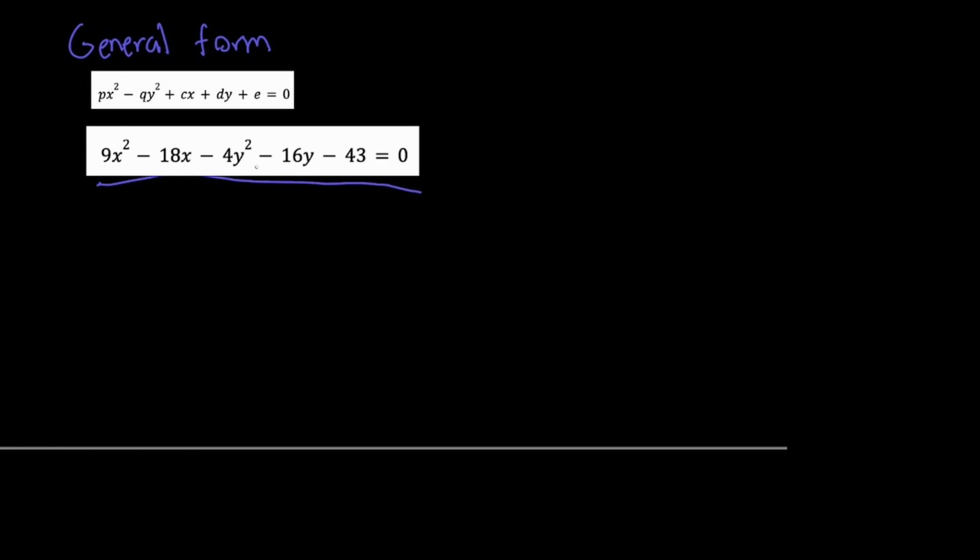Well, let's take a look at the numbers here. We have 9x squared minus 18x. We can factor a 9 out of that. So 9 times (x squared minus 2x) minus, we can factor out a 4 from the y's, 4 times (y squared minus 4y). And then we can move the 43 to the other side, equals 43.